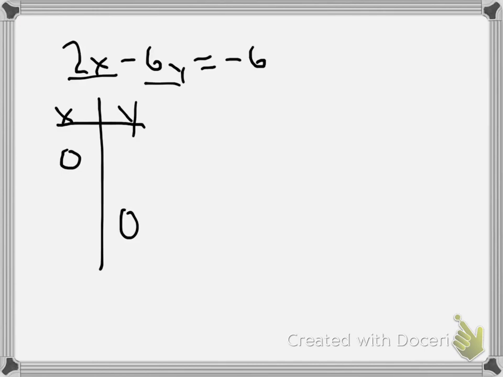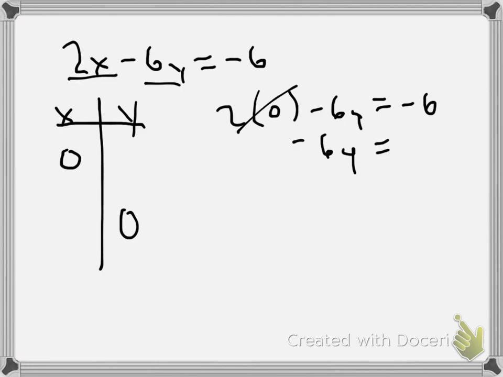I plug the 0 in for x. Well, 2 times 0 is 0. So this is gone, right? So -6y equals -6 is all that's left. That first term is just out of there. We just divide by -6. We get y is equal to 1. And there is my first point, right?